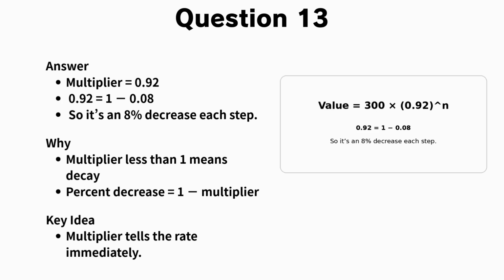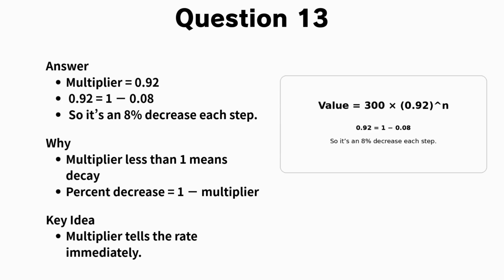To find the percent change, we ask a simple question: how far is the multiplier from 1? We calculate 1 minus 0.92. That equals 0.08. This tells us that the value decreases by 8% each step. It's important to notice what this means conceptually. Each step, the value is multiplied by 92% of its previous value. That remaining 8% is lost.